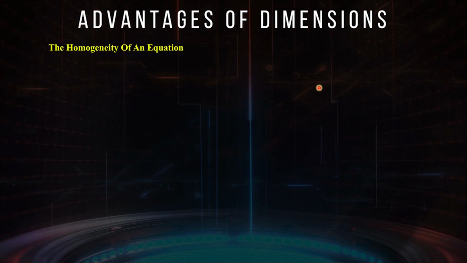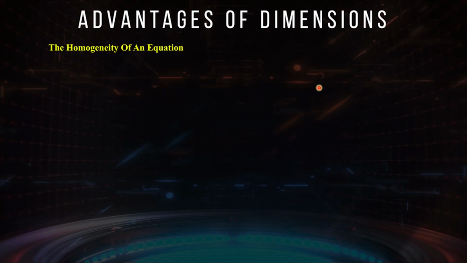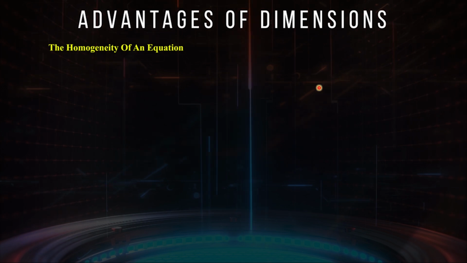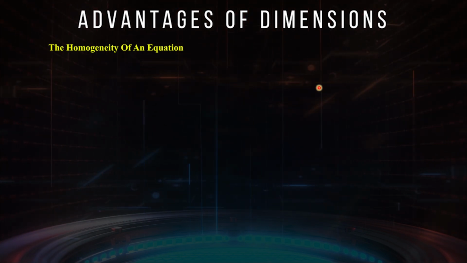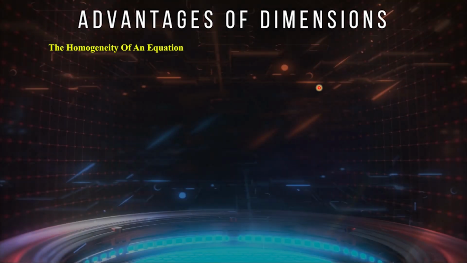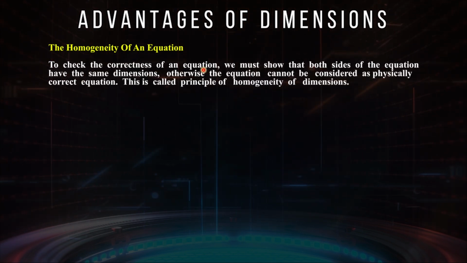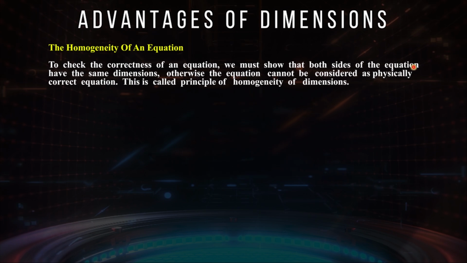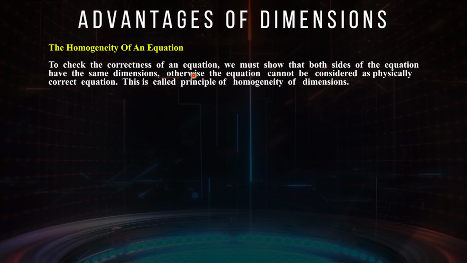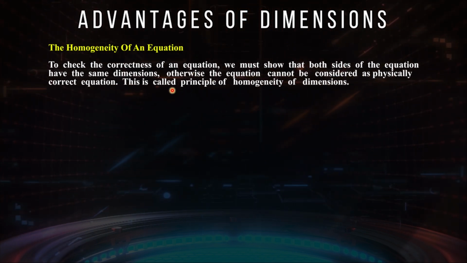So basically it has two advantages. Number one, to check the homogeneity of an equation, and number two, to derive a possible formula and its unit. So we will see the first advantage, that is the homogeneity of an equation. To check the correctness of an equation, we must show that both sides of an equation, the left hand side and the right hand side, have the same dimension. Otherwise, the equation cannot be considered a physically correct equation.